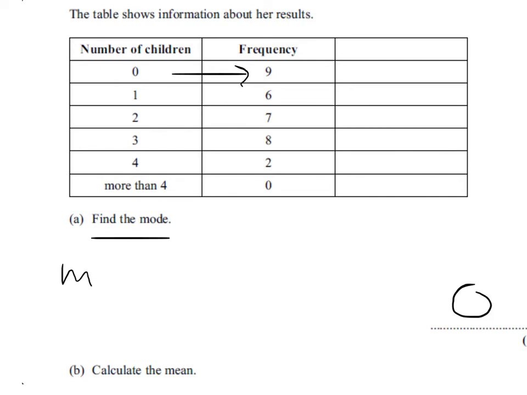Now to calculate the mean, we need the total age of all the children. So 9 zeros are 0, we've got 6 children at age 1, so their age would be 6, 7 children times 2, so really you're doing a multiplication across here. 7 2s are 14, 8 3s are 24, so that means those 8 children aged 3 have a total age of 24, and then 8.